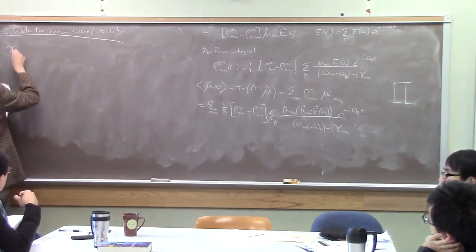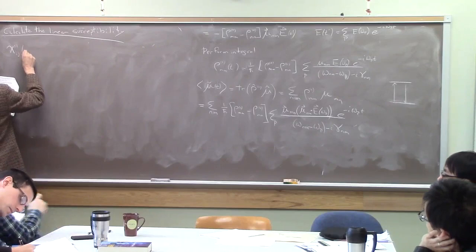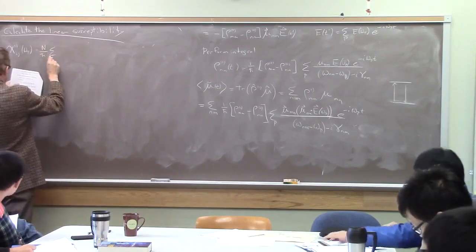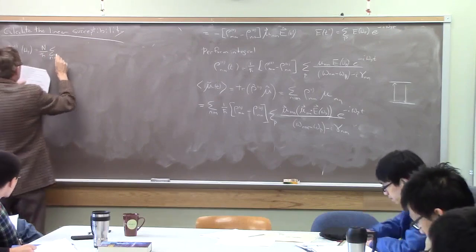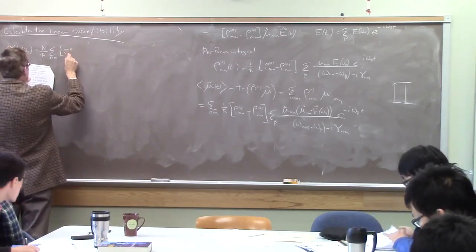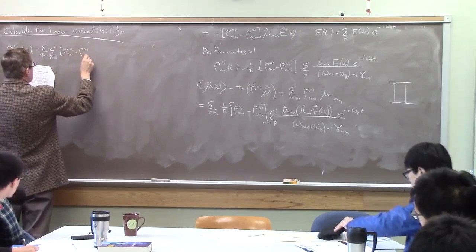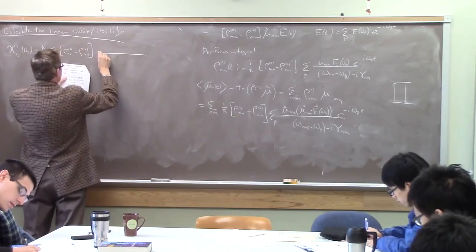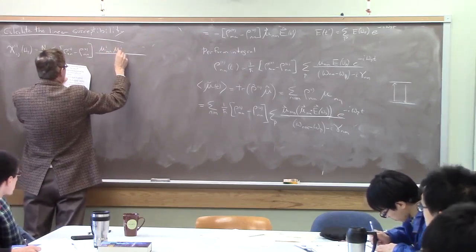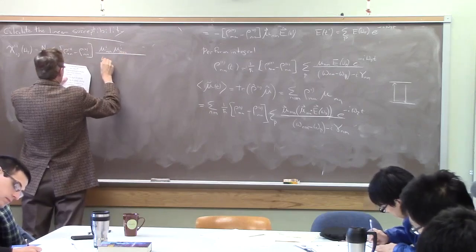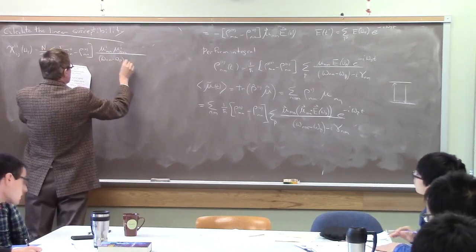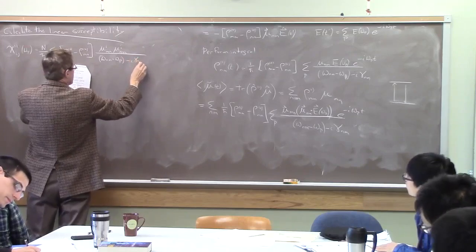So we find that chi1 ij at frequency omega p is N over h bar, sum over n and m of rho 0 m minus rho 0 n times mu i m n mu j n m over omega n m minus omega p minus i gamma n m.